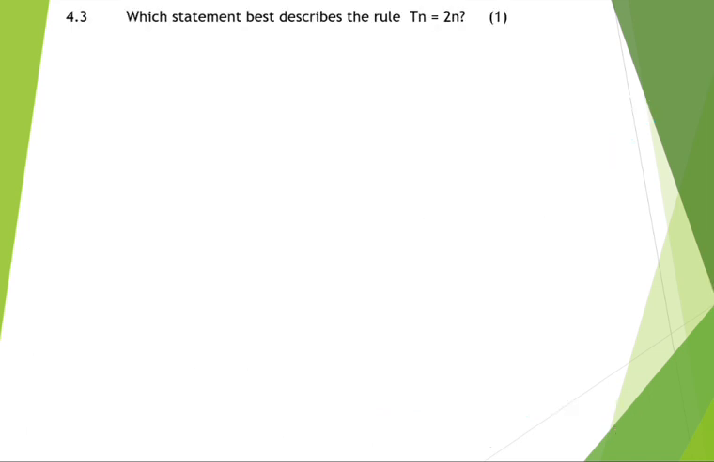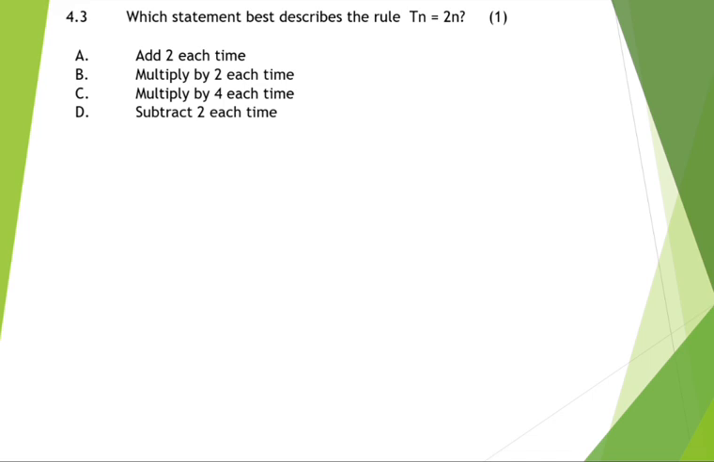Move on to the next one, 4.3. Which statement best describes the rule Tn is equal to 2n? Let's look at those four options. 2n means 2 times n, or 2 multiplied by n. Add 2 each time? No. Multiply by 2 each time? That's correct. Multiply by 4 each time? Wrong. Subtract 2 each time? No. So the correct option is B.